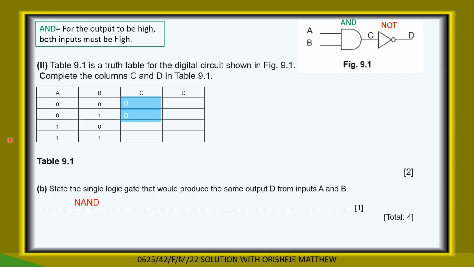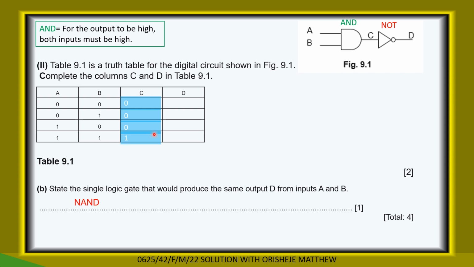Okay, the fourth condition: A is high and B is low. Now it's also going to be low, because only one is high. When both A and B are high, then it's going to be high.